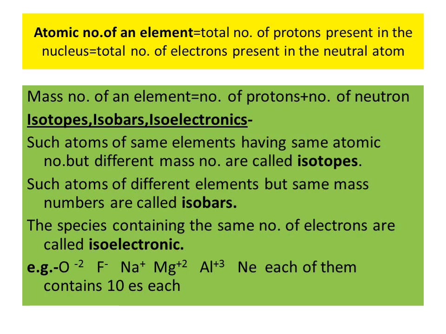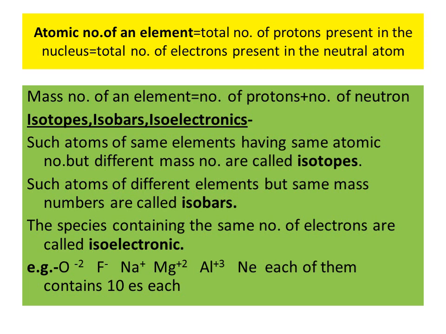Now, let us start with atomic number of an element, isotopes and isobars. All the three topics have been already studied in class 9. Now let us start again. Atomic number of an element is the total number of protons present in the nucleus and total number of electrons present in the neutral atom. Mass number of an element is number of protons plus number of neutrons.